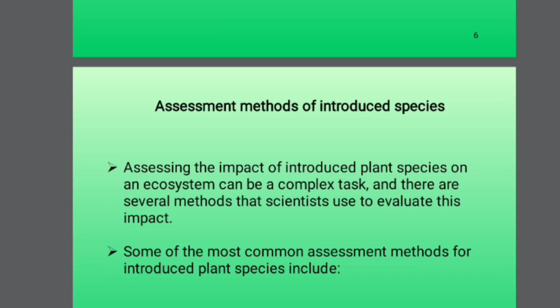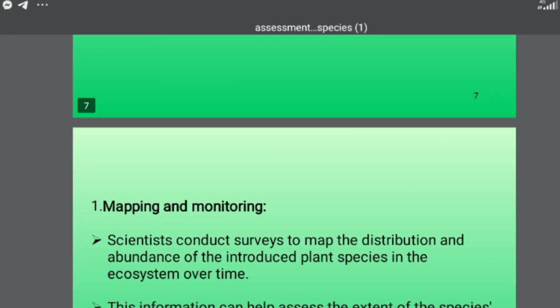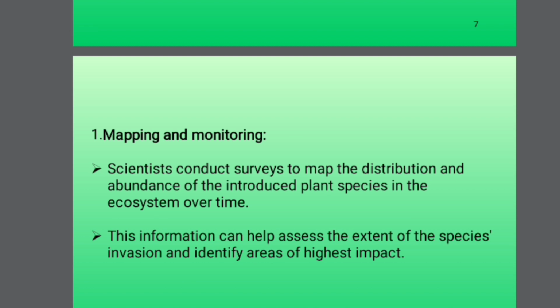What are the assessment methods for introduced medicinal plant species? I will explain these methods: how to assess, how to study, how to determine the invasive species. Assessing the impact of introduced medicinal plant species on the ecosystem can be a complex task. This is not a very simple method. It is a complex task, and there are several methods that scientists use to evaluate the impact of invasive plant species. Some of the most common assessment methods are the following methodologies used to determine the impact of the invasive species.